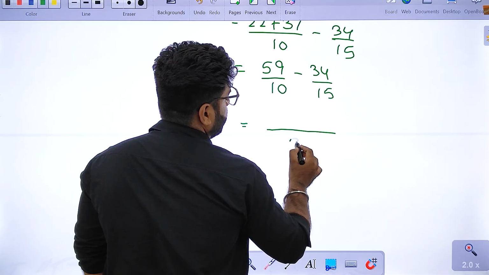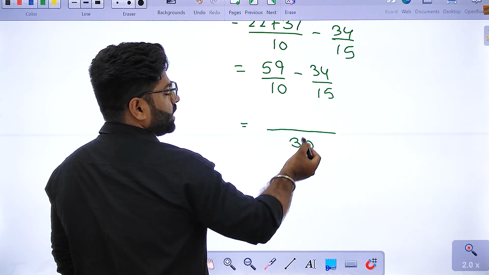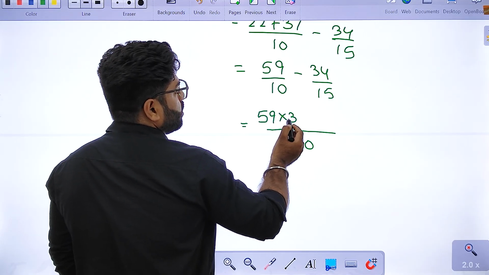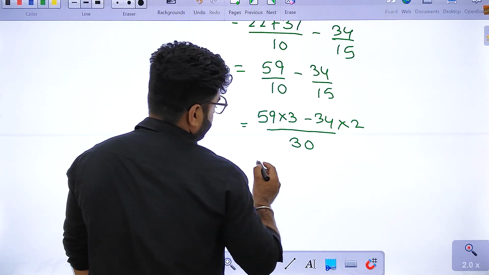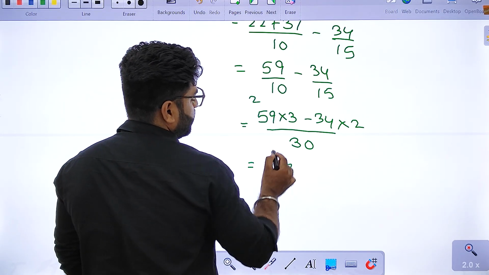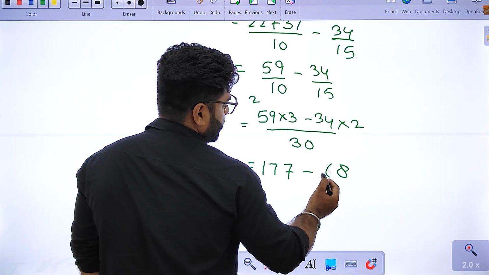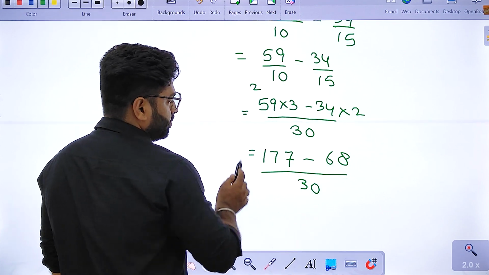So here we are having 15 and 30. We have taken the LCM of 10 and 15, that is 30. Here we are going to multiply by 3, and here we are going to multiply by 2. That is 9 threes are 27. This is 2 fives are 10, plus 15, 16, 17. Minus 4 twos are 8. 3 twos are 6 by 30.